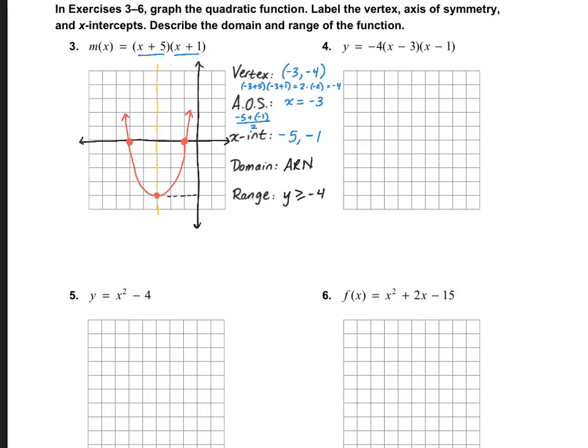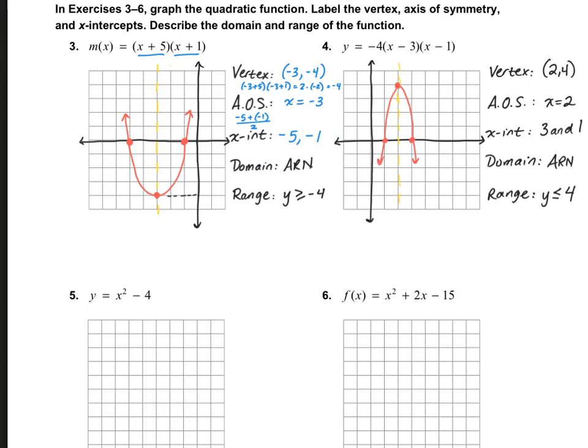You go ahead and try number 4 on your own and see what you get, and we will turn it back on to see how you do. All right, so I got my vertex as 2, 4. My axis of symmetry is +2, and my x-intercepts are 3 and 1.